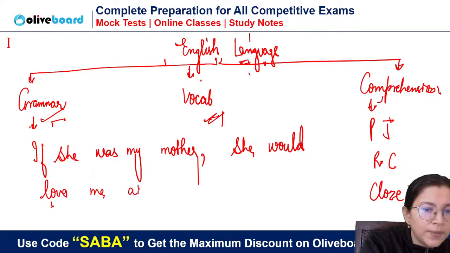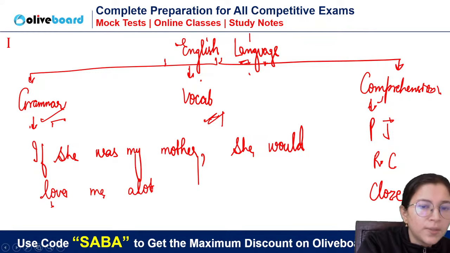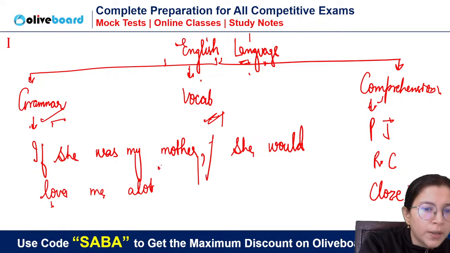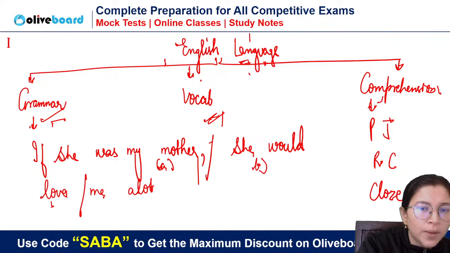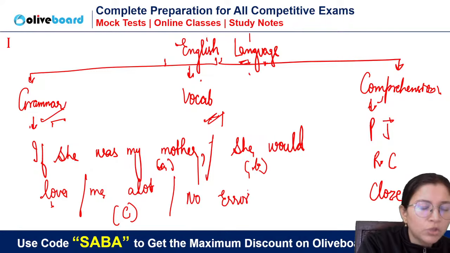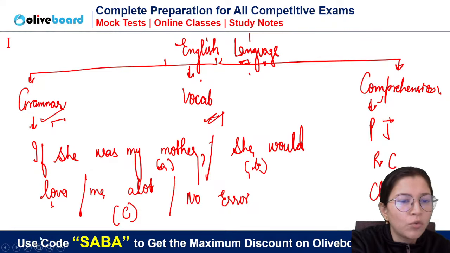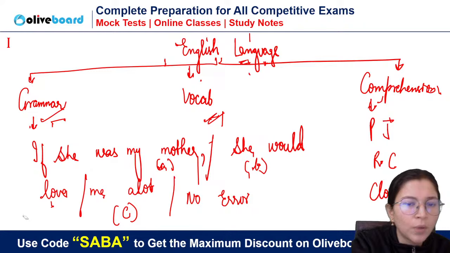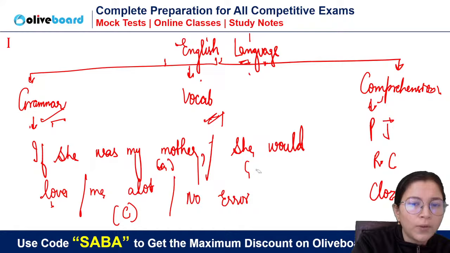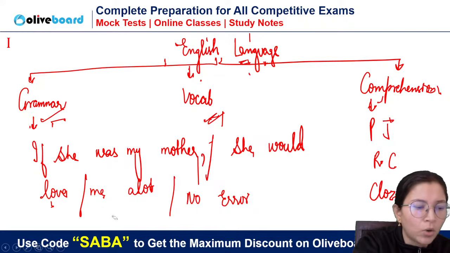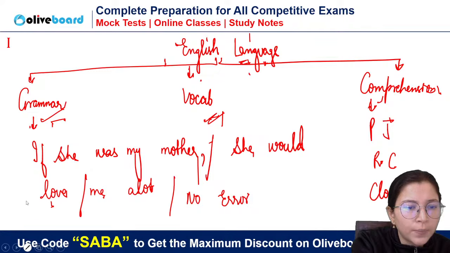Now see, this one sentence, can you see? Now this sentence is divided into three parts. This is part A, this is part B, she would love, and this is part C, me a lot, and the last part is given no error. In fact, I will divide this into five parts because in bank exam there are five parts. Simple sentence: if she was my mother, she would love me a lot. Can you tell me what is wrong here?